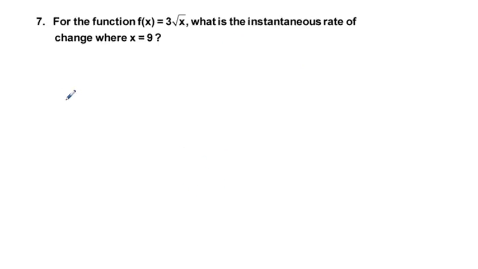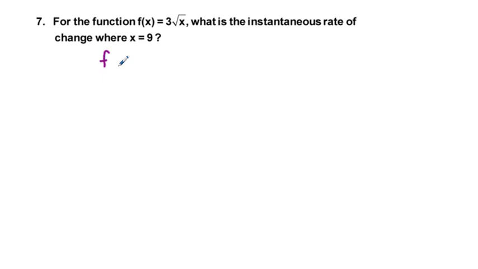7. For the function f of x equals 3 square root of x, what is the instantaneous rate of change where x equals 9? Well, again, we're using the same function but looking for different things. Instead of average rate of change, we're looking for an instantaneous rate of change. To find that, we need to find the first derivative.